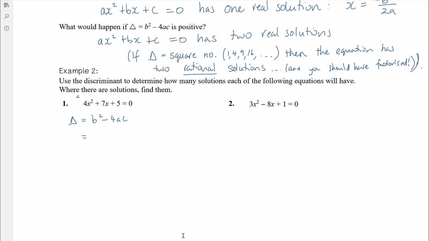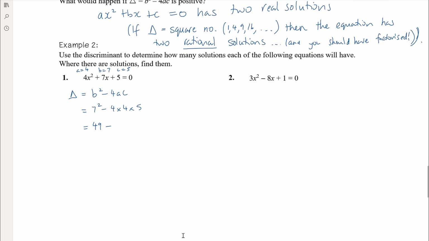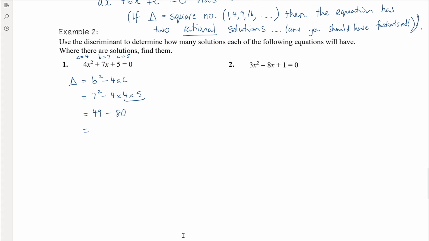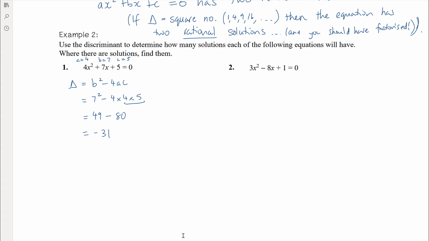So in this first example, a is 4, b is 7, and c is 5. They're all positive. And so we're going to get 7 squared minus 4 times 4 times 5. So we get 49 minus, now I might do 4 times 5 first, that's 20, and 4 times 20 is 80, 49 minus 80, whatever that is, it's negative, it doesn't really matter. What is it, negative 31? So therefore we get no solutions, since our discriminant is less than 0. We have a negative discriminant.